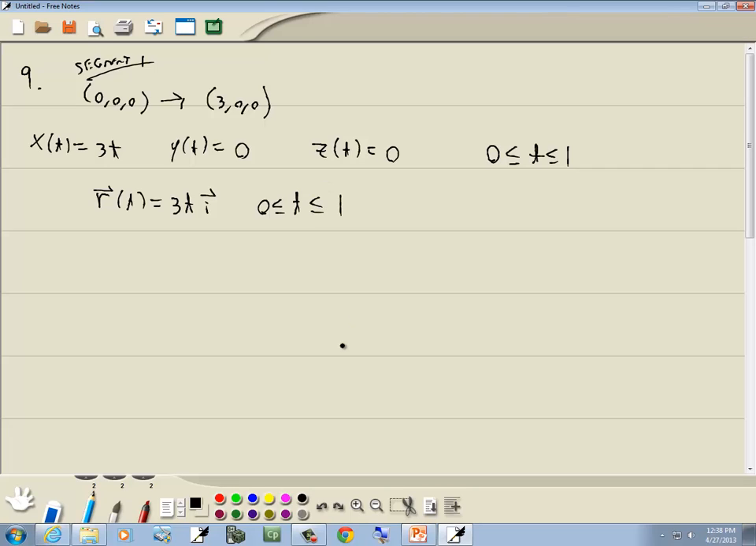Now let me write this down somewhere. Piece of paper. I guess I can do the same piece of paper here. So segment 1, that's going to be r equal to 3t i from 0 to 1. Okay, now let's take a look at segment 2.